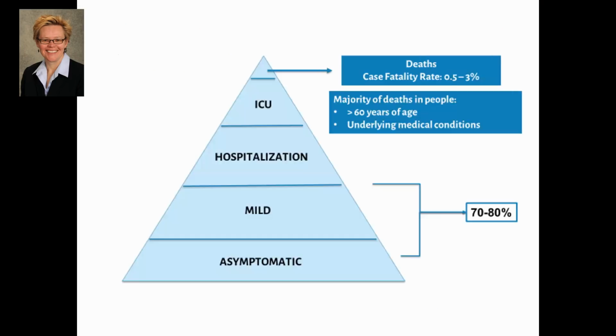If we look at the pyramid of COVID-19 illness and starting from the bottom, moving up, we note that asymptomatic and mild cases may be from 70 to 80% of those infected with COVID-19. Some people will be hospitalized, some will go to the ICU, and some will die. The majority of the deaths and hospitalizations are in people who are over 60 years of age and those with underlying medical conditions. And so far, that seems to be what we're seeing in the pandemic within the United States so far.